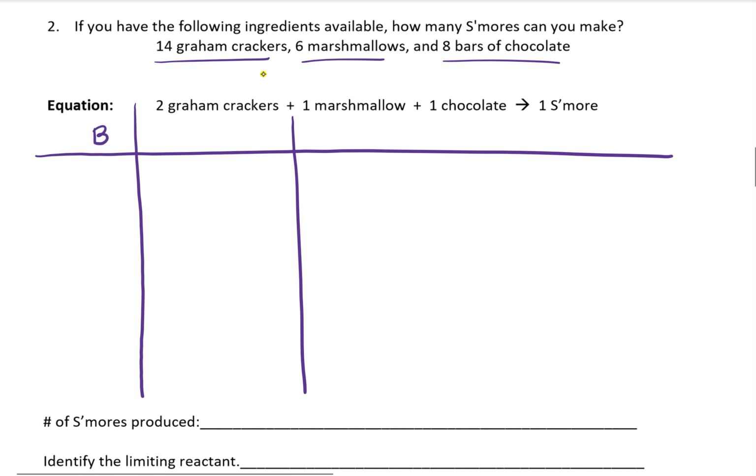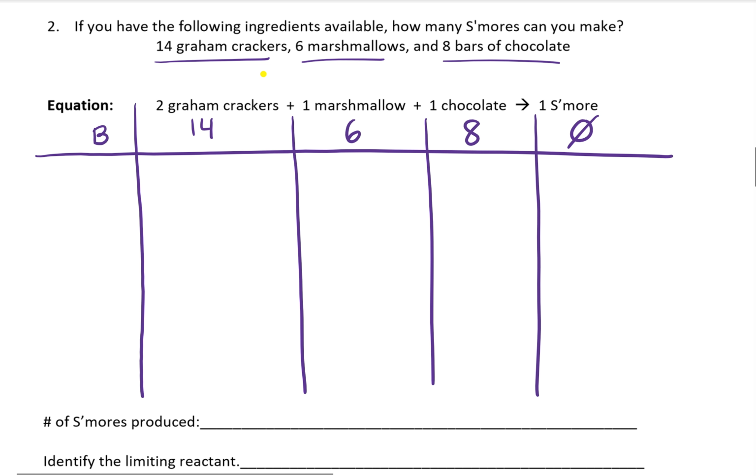The given tells us that we're starting with 14 graham crackers, 6 marshmallows, and 8 bars of chocolate. And we're going to make 0 s'mores. Or we start with 0 s'mores, I'm sorry.